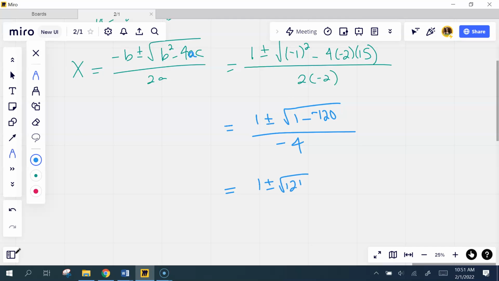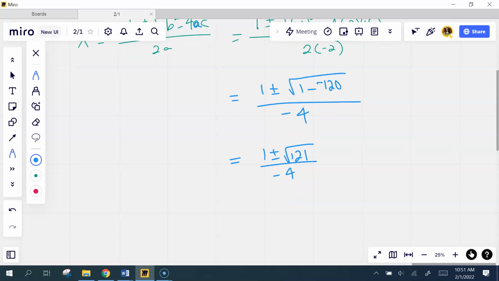That's right, 121. What do you notice about 121? It's a perfect square. So this becomes 1 plus or minus 11 over negative 4. And anytime you see that plus or minus, a lot of times this will be as far as you can go, because if this weren't a perfect square, I would just stop. And this would be my answer.